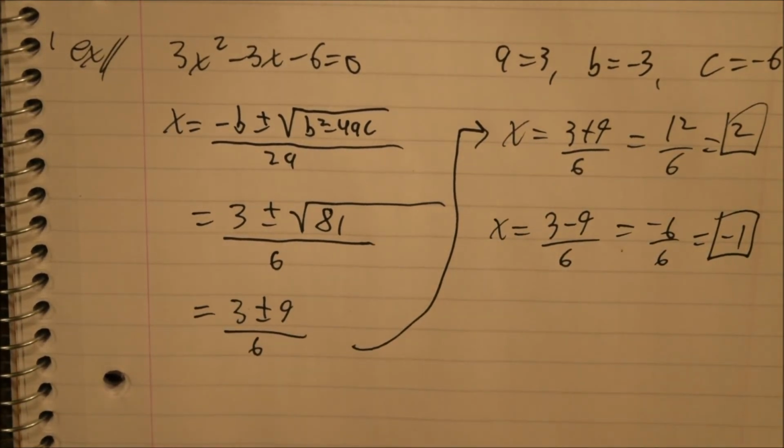Okay, well, that's the gist of the quadratic equation and the discriminant for two real solutions. Make sure you check out parts 2 and 3 for one real solution and imaginary solutions.